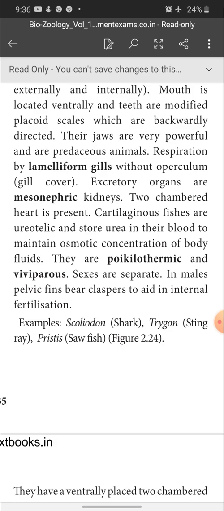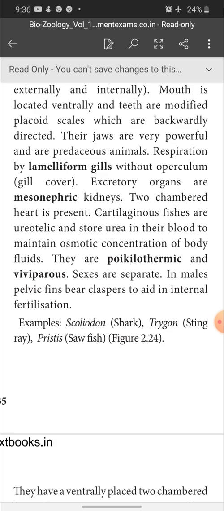They are poikilothermic. You know very well what is meant by poikilothermic and homeothermic. Poikilothermic means the animals change the body temperature according to the environmental condition. That is called poikilothermic. And viviparous. Viviparous means what? It gives birth to young ones. That is called viviparous. Sexes are separate.